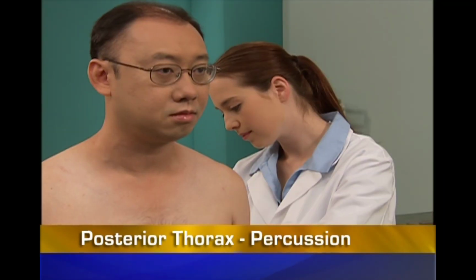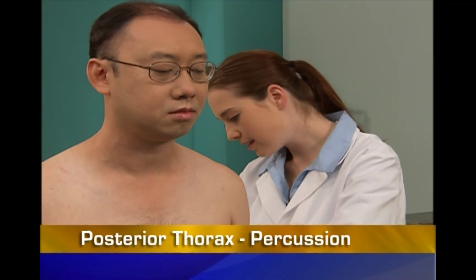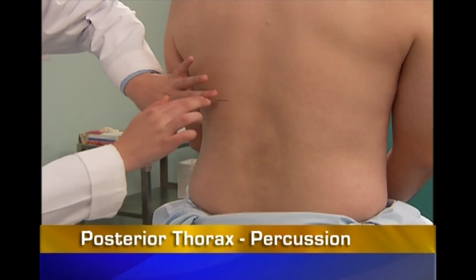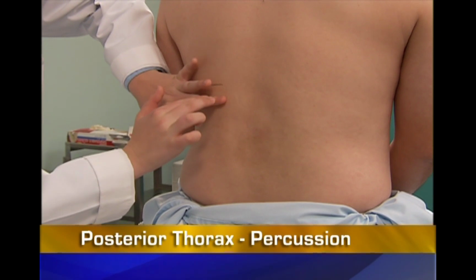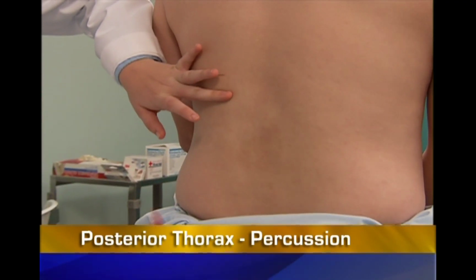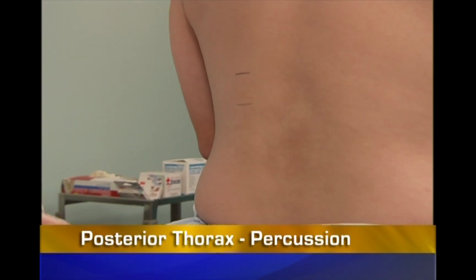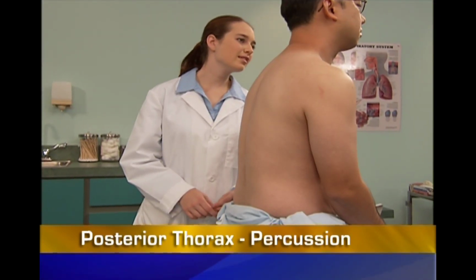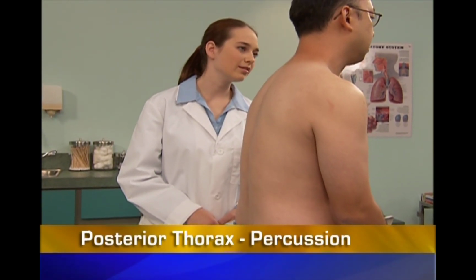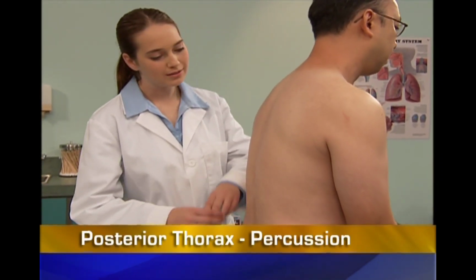Next, ask the person to take a deep breath and hold it. Now take a deep breath and hold it. Good. Then percuss down from your first mark. At the point where the sound changes from resonance to dullness, make another mark. Okay, now we're going to do the same thing to the other side. So I want you to take a deep breath, exhale, and hold it. Repeat this procedure on the opposite side. Good.